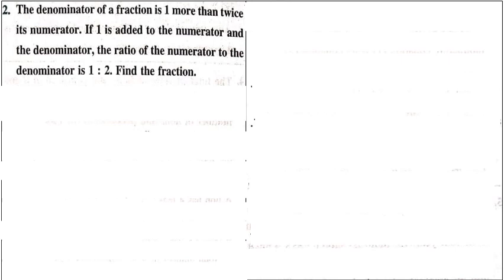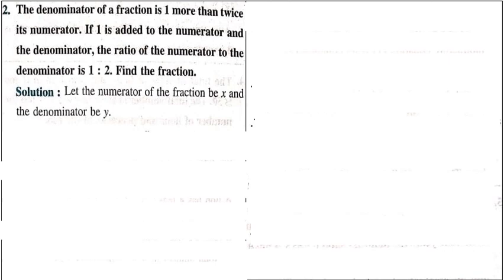Question number 2. The denominator of a fraction is 1 more than twice its numerator. If 1 is added to the numerator and denominator, the ratio of the numerator to denominator is 1:2. Find the fraction. So here we are talking about a fraction, numerator and denominator. Let us presume the fraction to be x upon y.